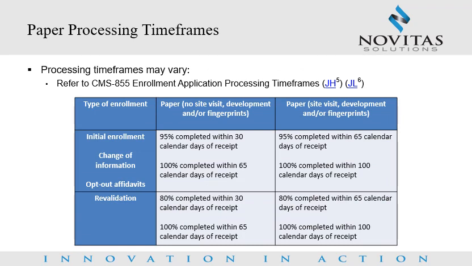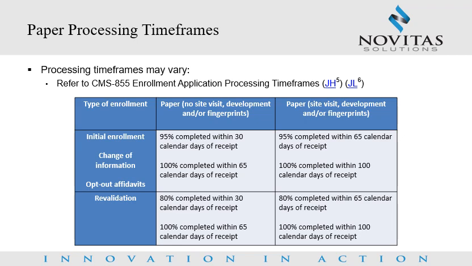Paper processing timeframes. The paper application processing timeframes differ from provider enrollment chain and ownership system, PECOS, application timeframes. The timeframes may vary depending on what is needed to process the application. There are also clock stoppage reasons outlined in the CMS 855 Enrollment Processing Timeframes article. Please review the article if you need specifics on processing timeframes.